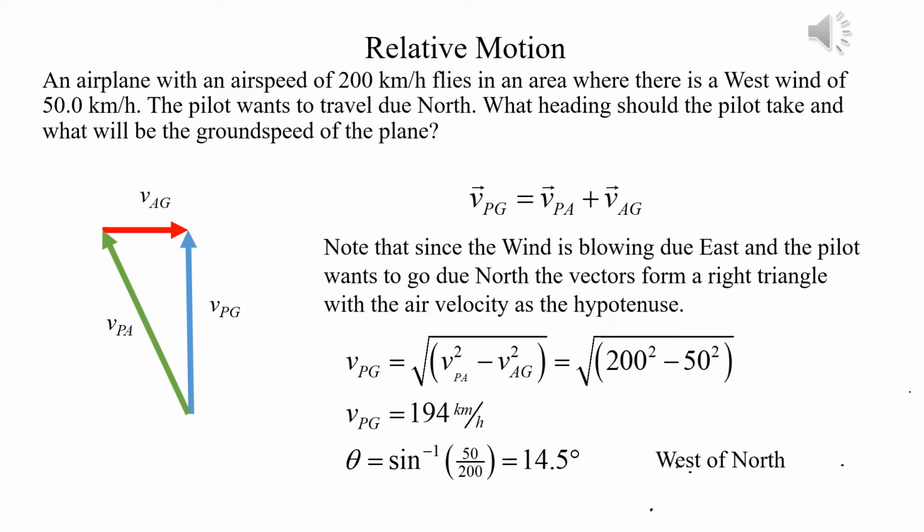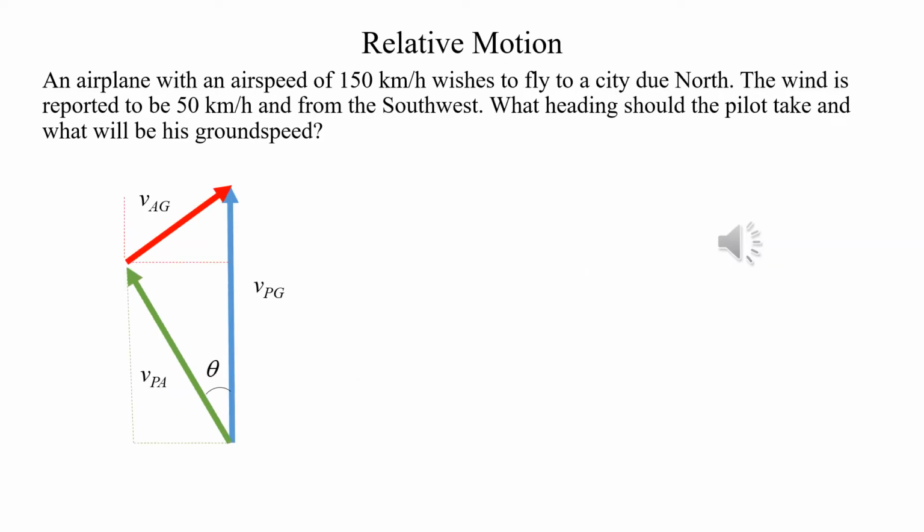So this was a simple case because we end up with the wind's velocity with respect to the ground and the plane's velocity with respect to the ground forming a right angle. Now what if they don't form a right angle? So we'll look at an example with that next.